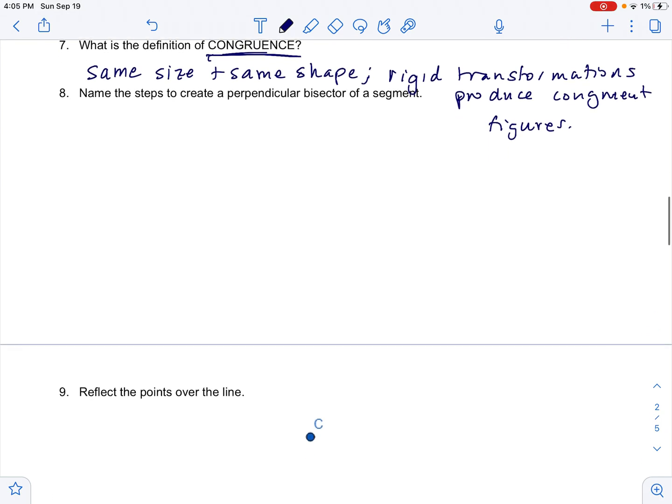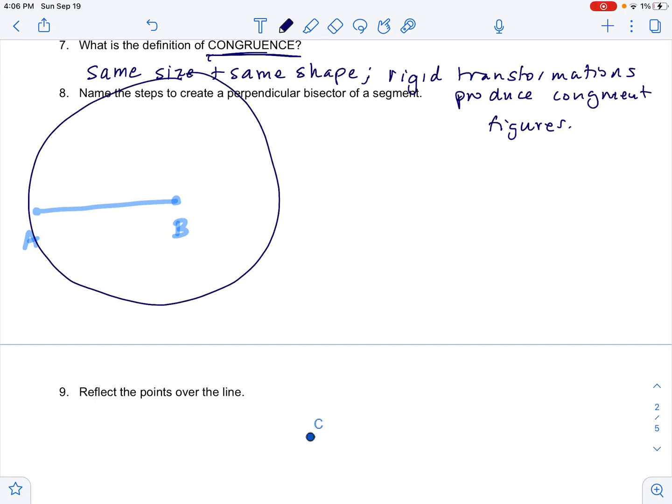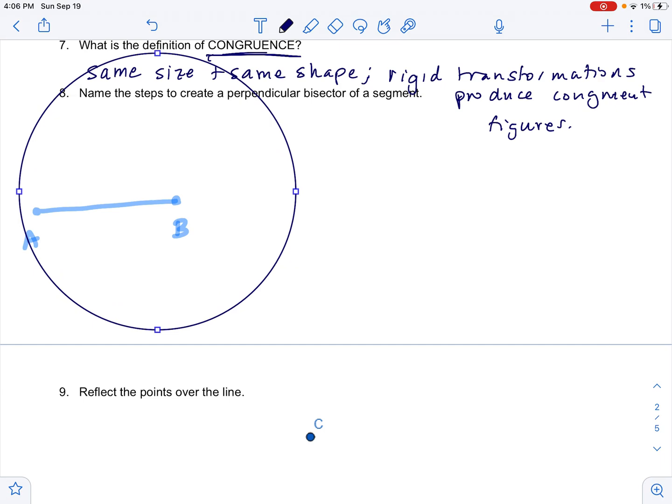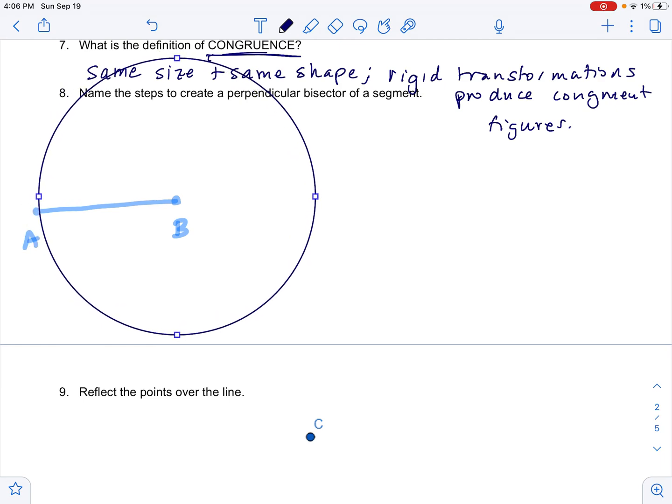All right, number 8. Name the steps to create a perpendicular bisector of a segment. I'm going to do it while I explain the steps. So we're going to start with our segment, and we'll call our segment AB. So the first step is to create a circle. Create circle B with radius AB.